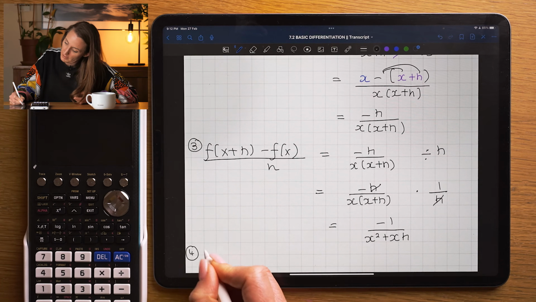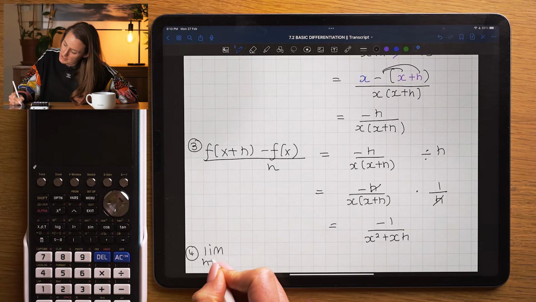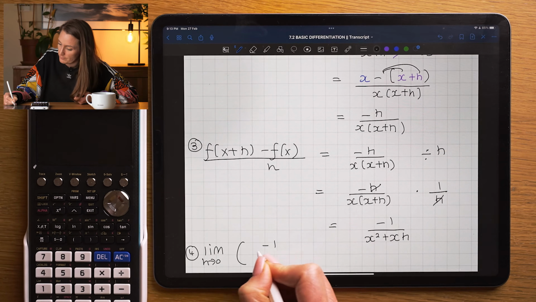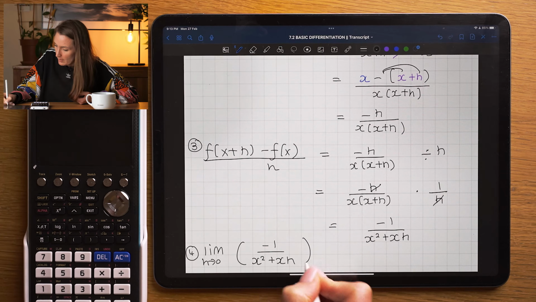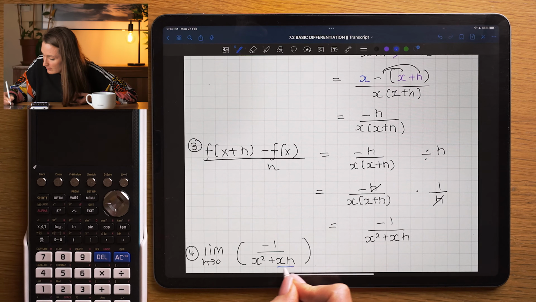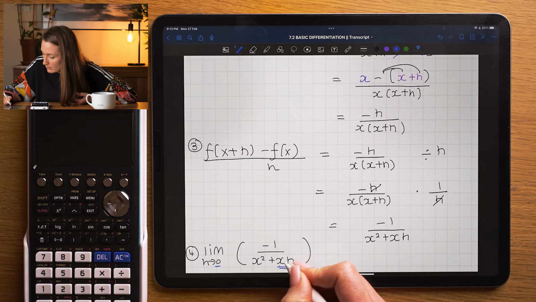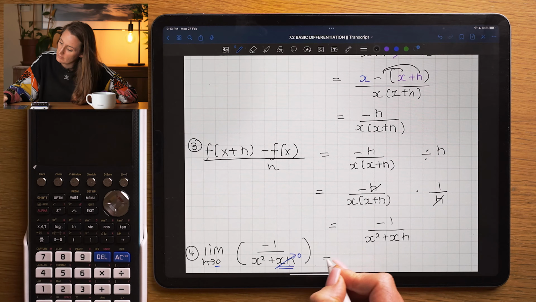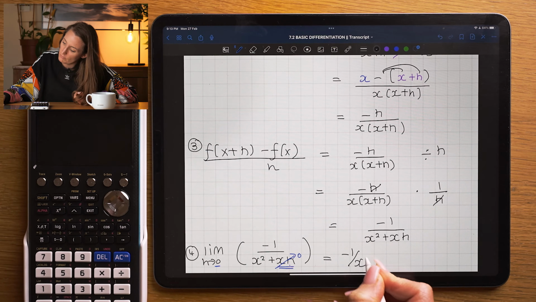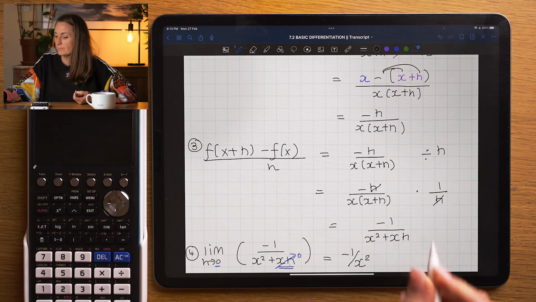In step 4, you're going to take the limit as h tends to 0 of this whole expression. And the only part that's going to be affected is here. It's going to be x multiplied by a number very, very close to 0, which will actually make this tend to 0. And your answer is going to be minus 1 over x squared.